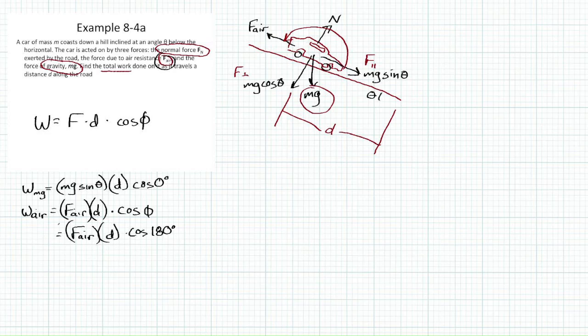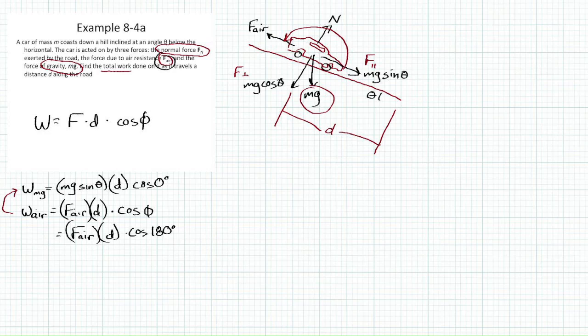But how would the work done by the air be different from the work done by the parallel component of gravity? Well, it would be 180 degrees in the opposite direction, or that is, it would be negative. We'd have a negative work done by the air. Here's a great example of negative work done on the car. Okay, well then we have those two.